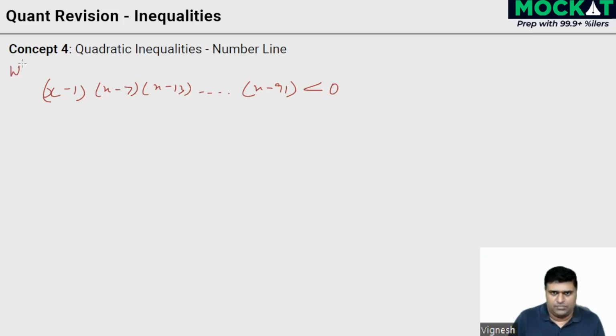Where x is an integer, right? This is true. How many solutions exist, right? Sorry for the handwriting, but yeah, how many solutions exist over here? Or how many integer solutions?